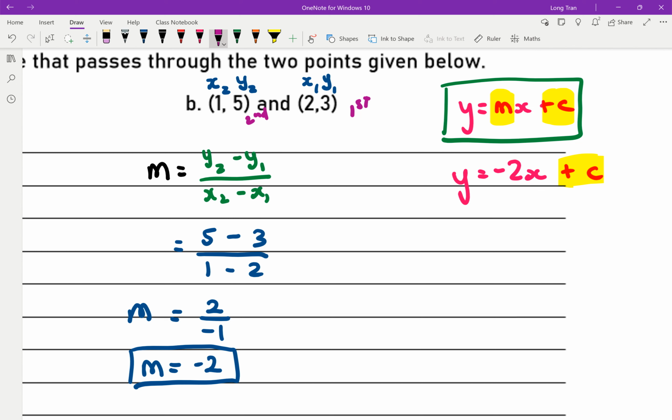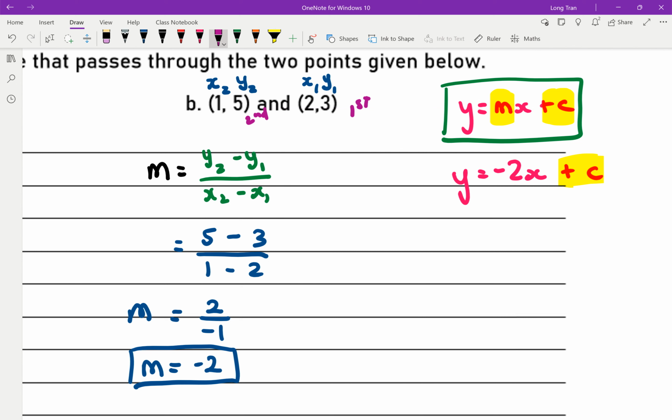You substitute what? What do you substitute? The first point. It doesn't matter. Or the second point. Any point. Okay, so out of these 2 points, remember, these are the 2 points that you connected on the line. Both of them fit the rule. So it doesn't matter which one you choose. I would always choose the one that looks easiest.